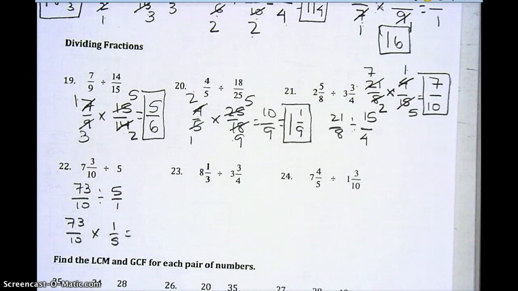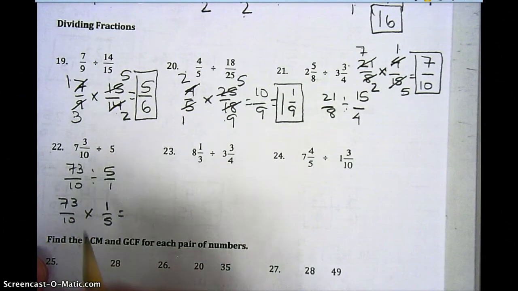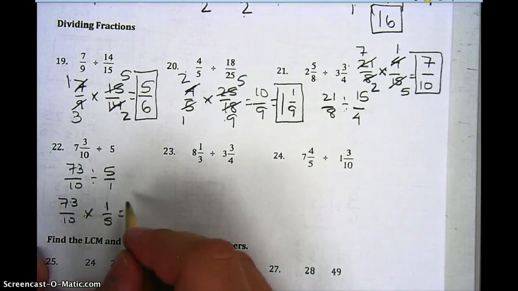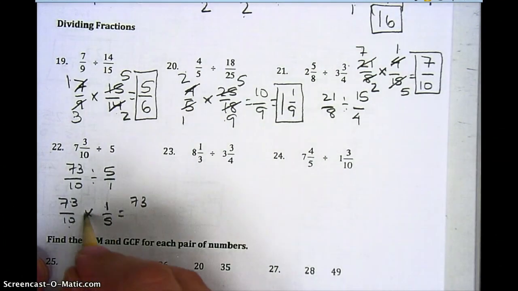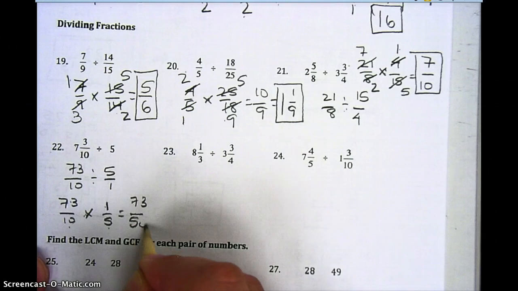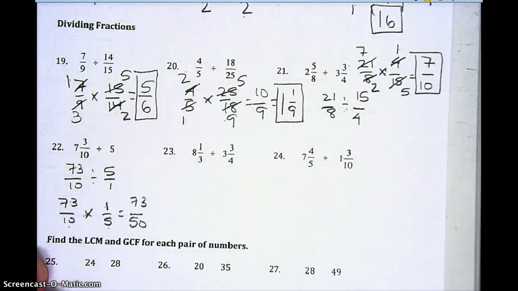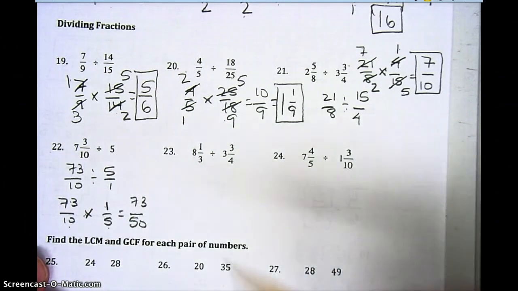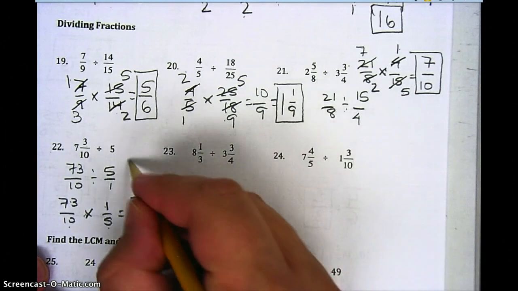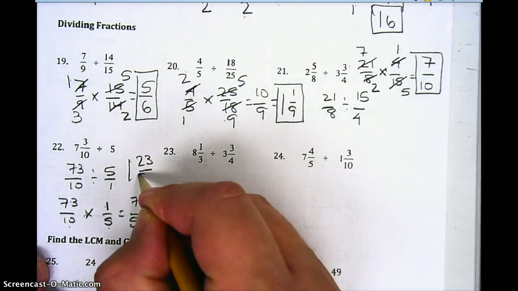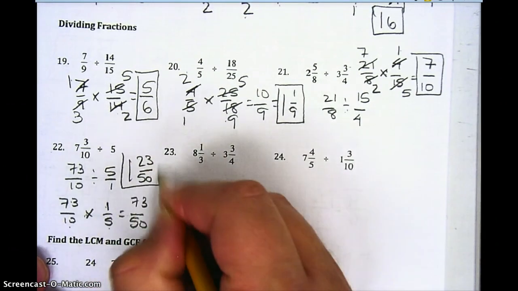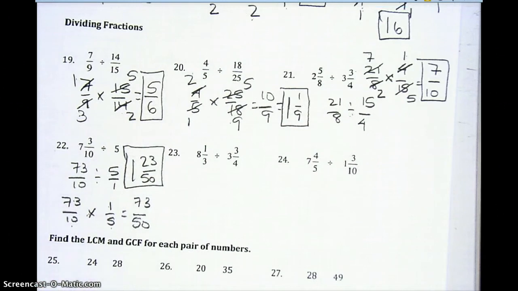Well, 73 and 5, and 73 and 10, there's nothing I can divide for that. So I'm just going to multiply the top and multiply the bottom. 73 times 1 is 73. 10 times 5 is 50. So I have 73 divided by 50. There's 1 50 in 73 with 23 50ths remaining. So my answer for that one is 1 and 23 50ths.